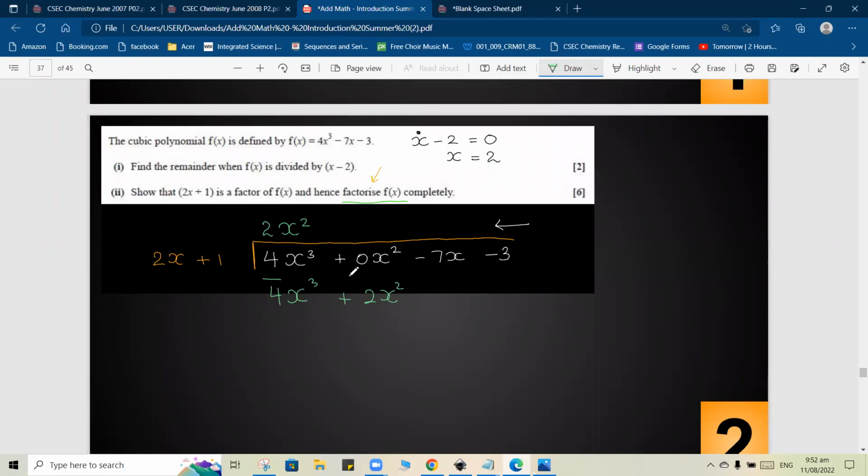Don't forget to put your minus signs here. You get 0 here. That's good news. 0 minus 2x squared. A minus and a plus is a minus. You get minus 2x squared here. Minus 7x joins the party, right?